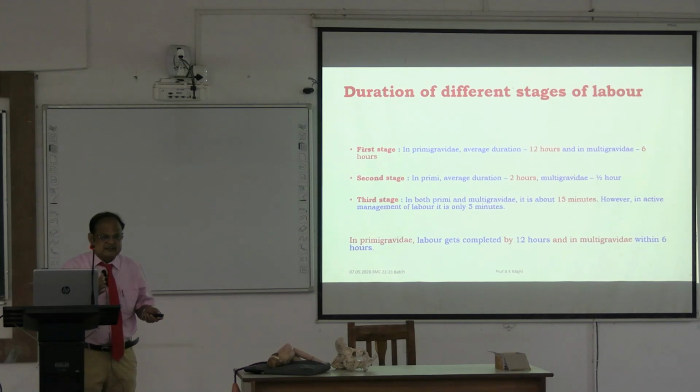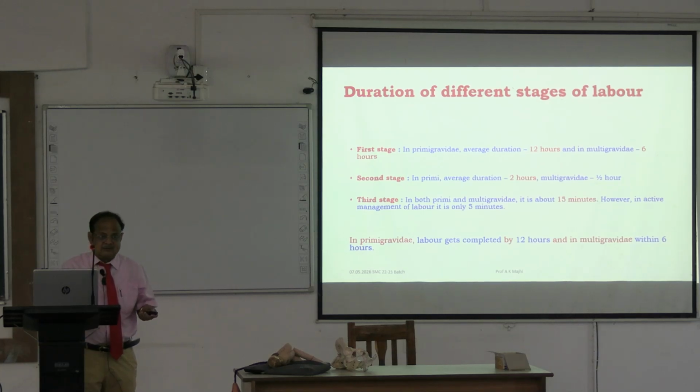But now 3 hours is accepted. There is some recent advance going into controversy, and recently the first stage is primigravida 12 hours and multigravida 6 to 8 hours. The second stage is primigravida 2 hours and multigravida half to 1 hour. And the third stage in both primi and multi is about 15 minutes. In primigravida, labor gets completed by 12 hours, and in multigravida within 6 hours.